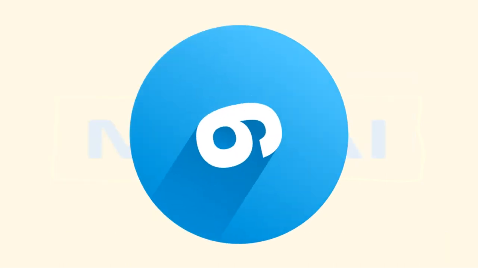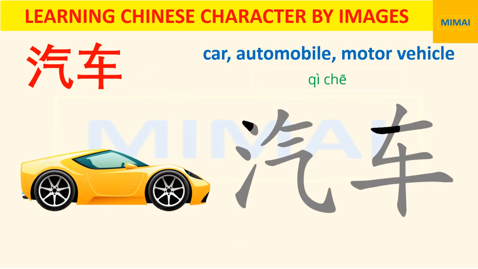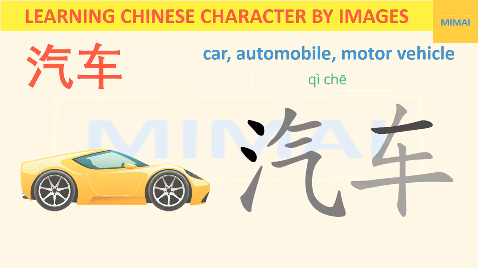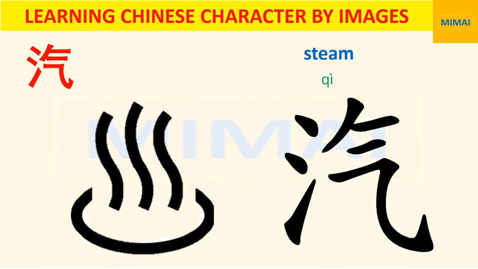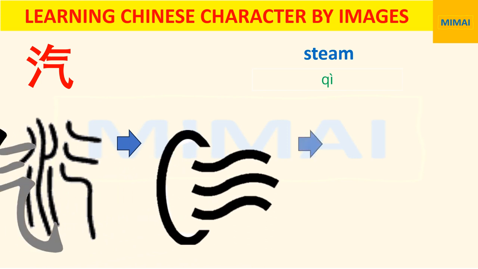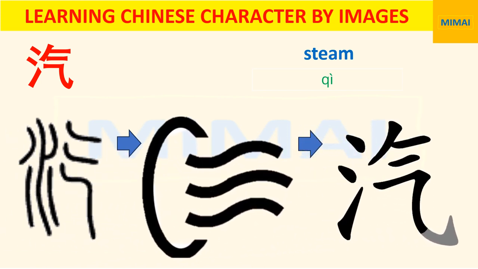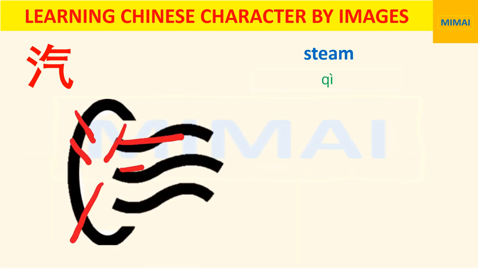Number 6. Car, automobile, motor vehicle. 汽车. Steam. 气. This character looks like the flow of air coming out of hot water. It implies steam. It is drawn with the symbol of water on the left. On the right, it's the symbol of air.